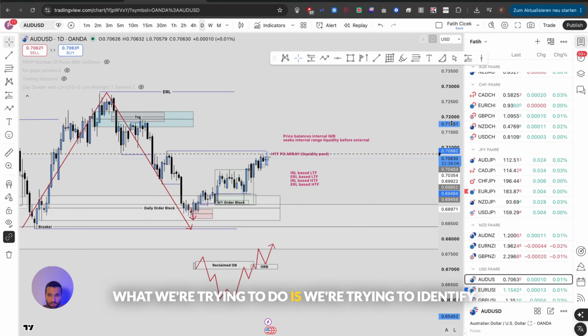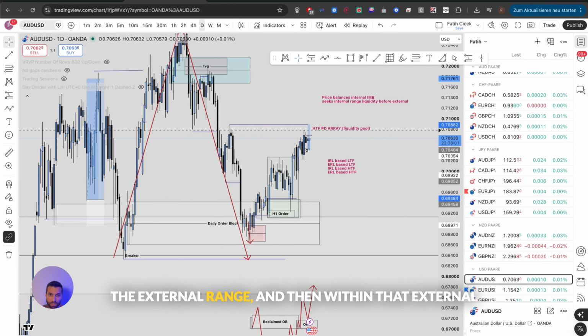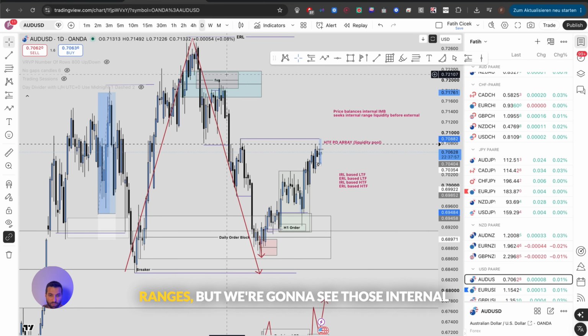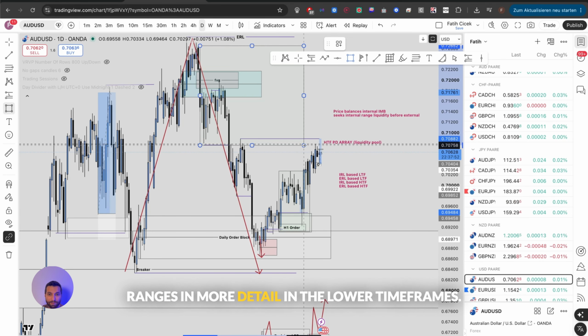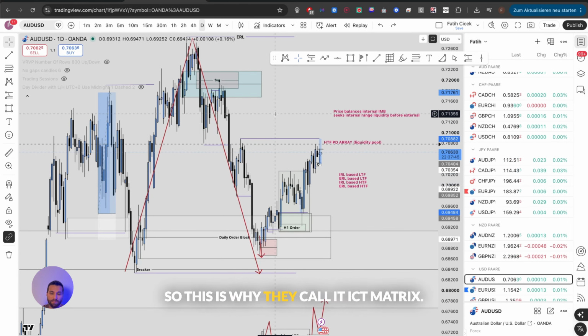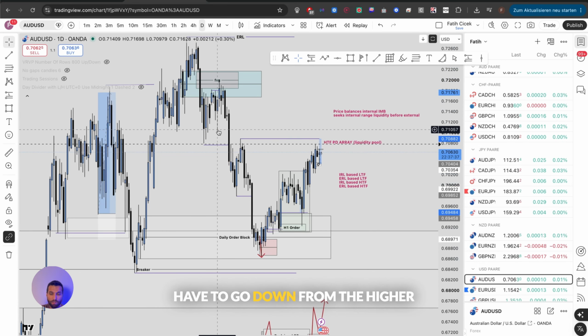What we're trying to do is identify the external range, and then within that external range, we're going to have lower time frame internal ranges, but we're going to see those internal ranges in more detail in the lower time frames. Okay, guys? So this is why they call it ICT matrix. It's basically like a matrix because you have to go down from the higher time frame to the lower time frame in order to understand the different layers.